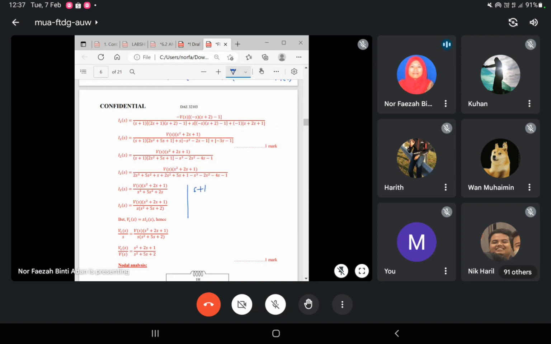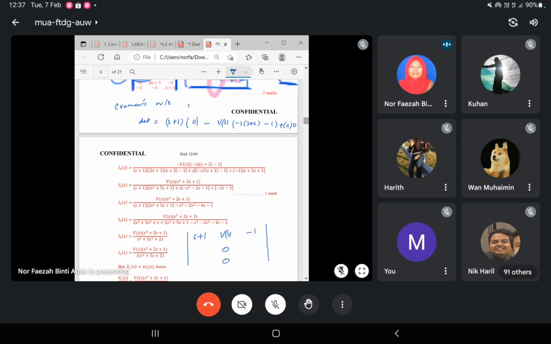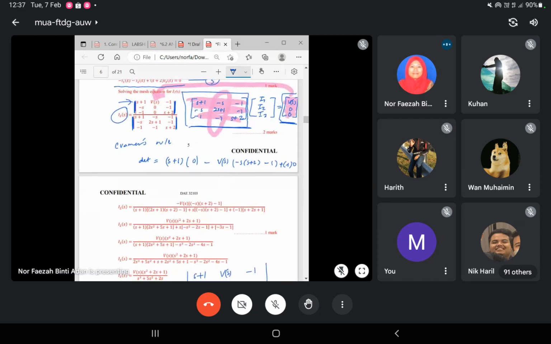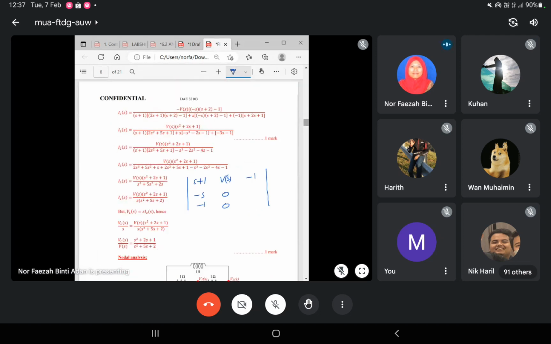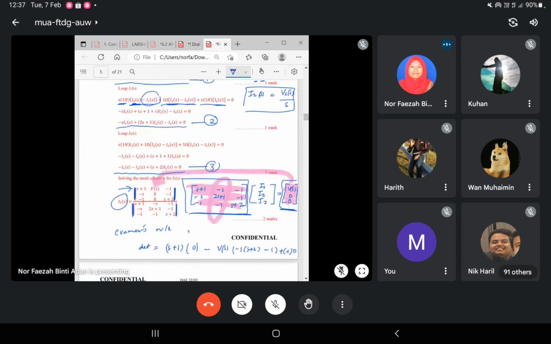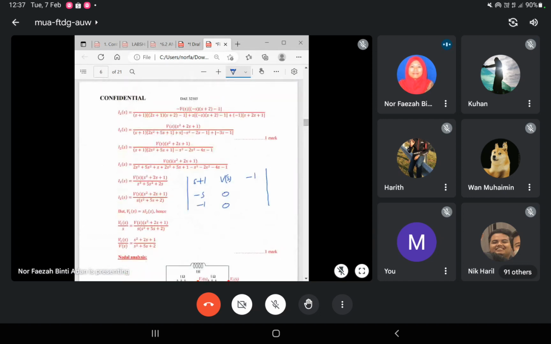S tambah 1, ni VS tadi. And then negatif 1. Dan ni adalah kosong. Negatif S, negatif 1. Sebelah sini apa? Negatif 1, S tambah 2.